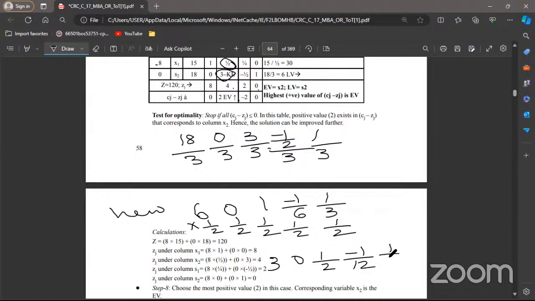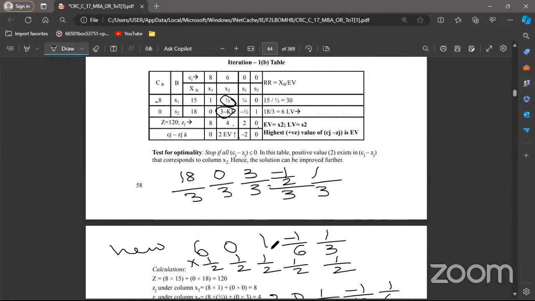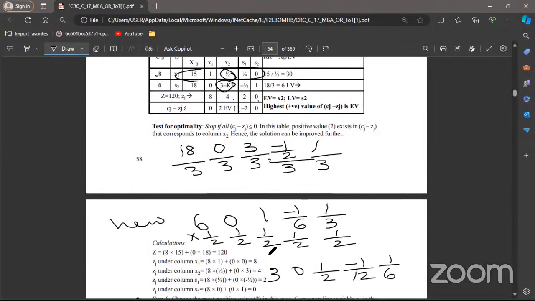1 by 6. Okay, and write down the old non-key row values. First row is the non-key row. Yes. So write down all those values here. Can you tell me? 15, 1, 1 by 2, 1 by 2, 1 by 4, 0, 0. Now subtract. That will give you the new non-key row values.